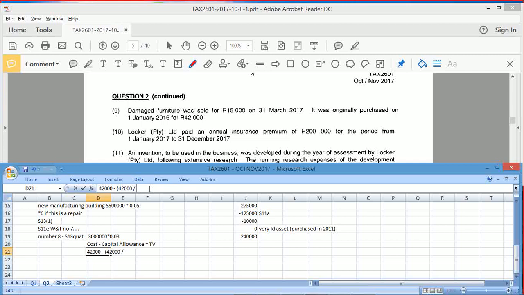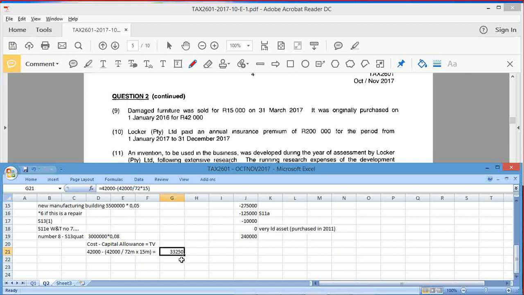Actually, divided by 6 times 12, which is 72 months. Okay, from 1st of January to January is 12 months. Then I've got January, February, March, 3 months. So 15 times 15. Is that okay? Yes, sir. That gives you the tax value. Okay, so the tax value is 3325.